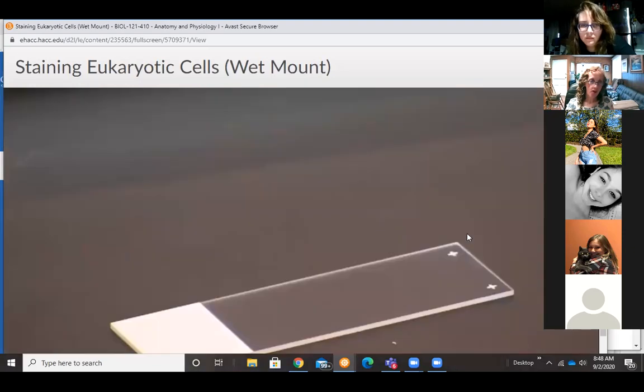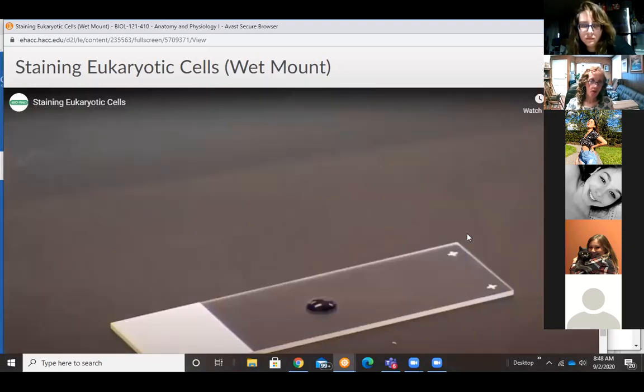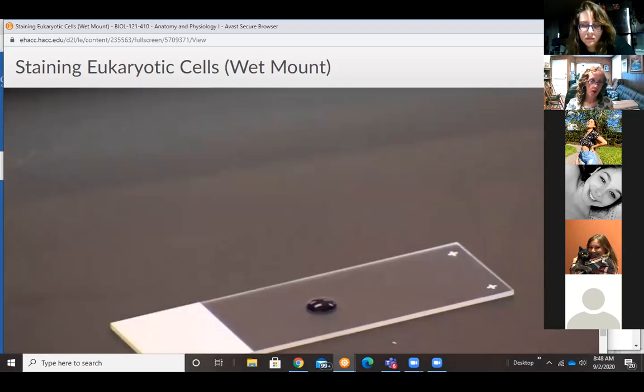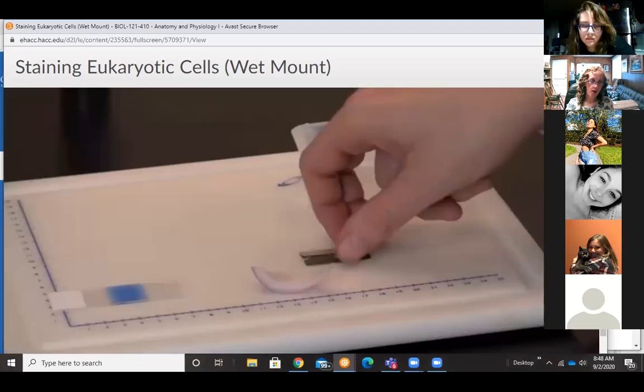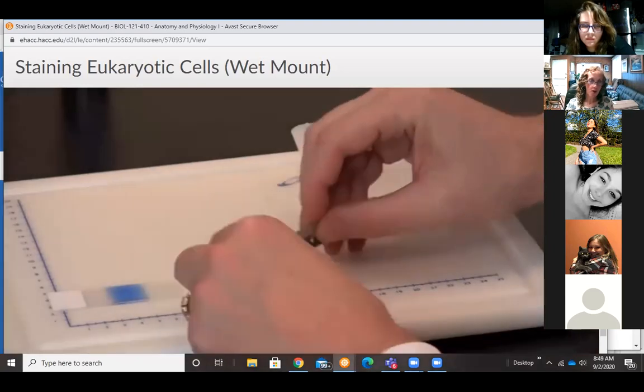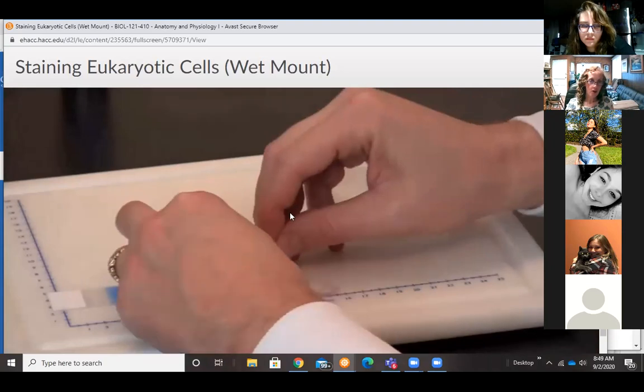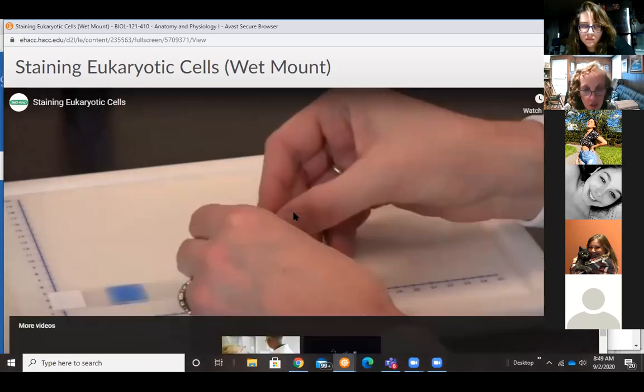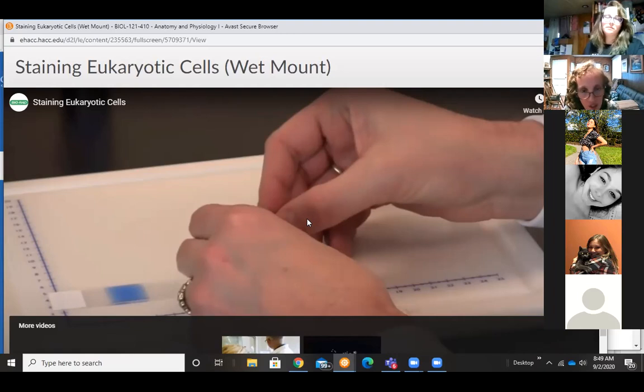To make a wet mount of onion cells, place a drop of fast blast DNA stain on a microscope slide. Take a small piece of onion. I usually tell my students when we do this in Biology 101, get the smallest piece you possibly can, because once you put it under the microscope, it becomes a lot bigger.